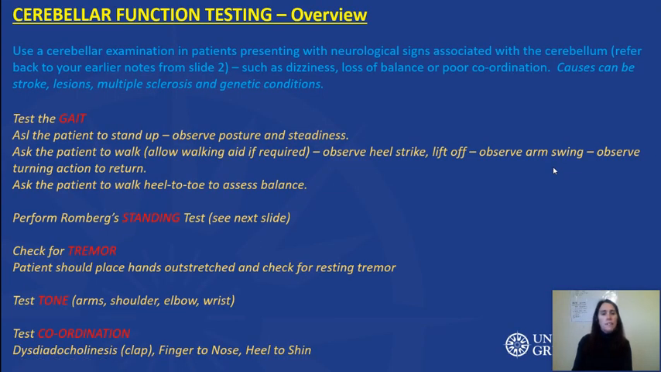And the last test that we do is the cerebellar function test. This involves testing a patient's gait, that's basically their walking, standing, that kind of thing. You perform a Romberg test, which is a standing test, check for tremors, test their tone, and test their coordination.